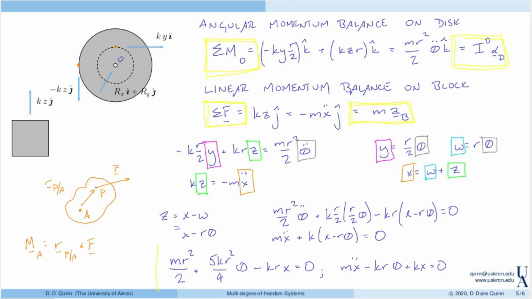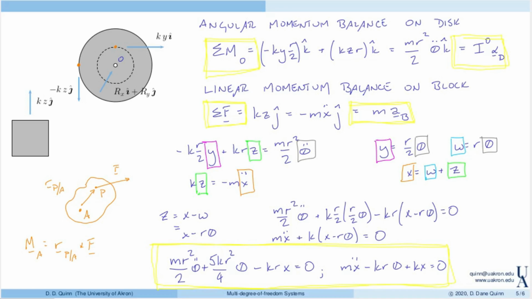Right, so ultimately, these are the equations of motion. We have two equations in terms of x and theta. And I just realized that I didn't write the theta double dot here. So we'll go ahead and put that in. So again, here are the equations of motion.